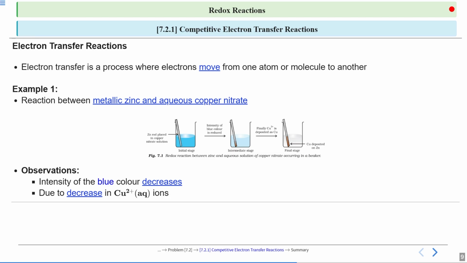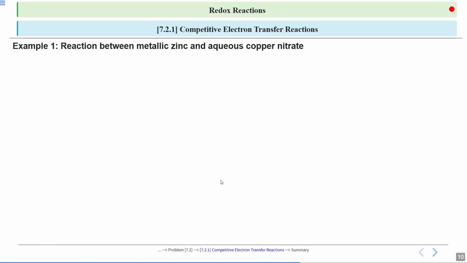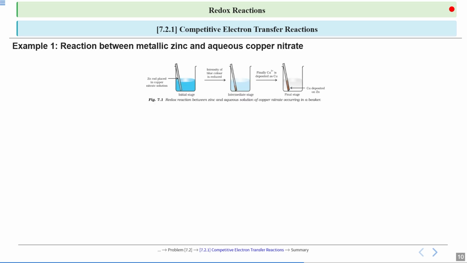So there must have been some loss of electrons which have been gained by another species, which resulted in the provided result. We can understand this decrease in the Cu2+ ions with the help of the reaction taking place between zinc and copper nitrate solution. So, we can look at the reaction by writing it in this manner.